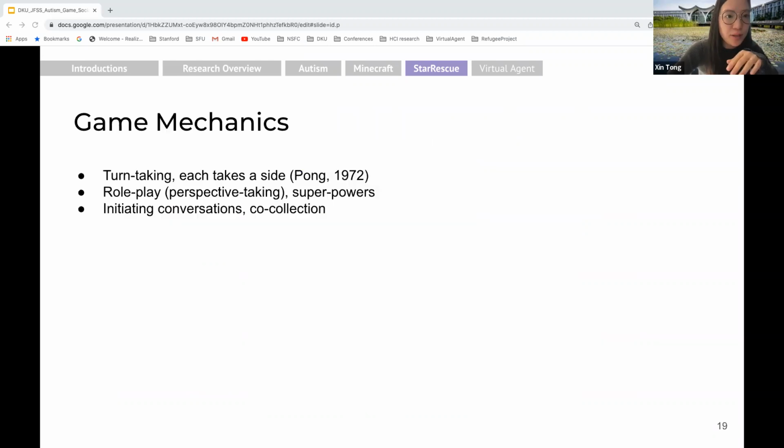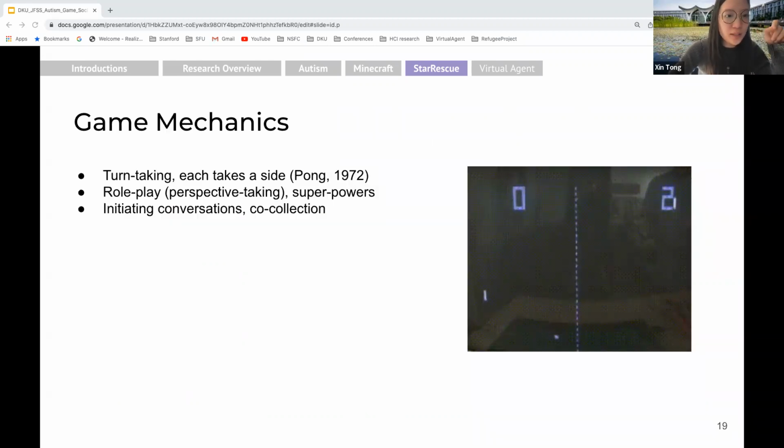Based on that theory, we developed a new iPad 2D game, and we addressed three different characteristics or qualities in the game mechanics. The first one is turn taking. In the game, since it's an iPad setting, each player gets half of the screen, and they also have different roles to play. We implemented some superpowers, like superhero powers, in the later levels. So they each take a perspective, and then they need to collaborate with each other to achieve the game goals.